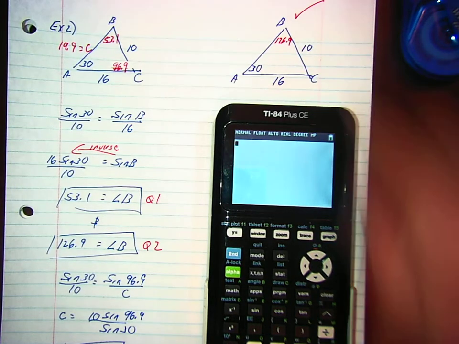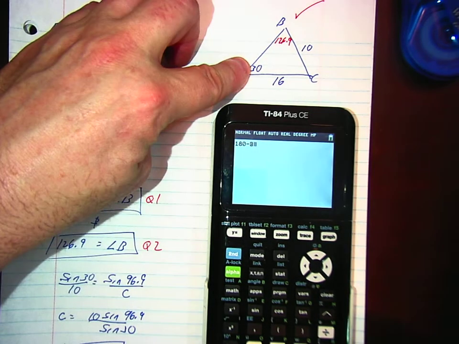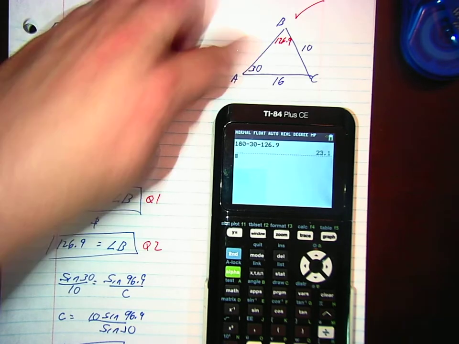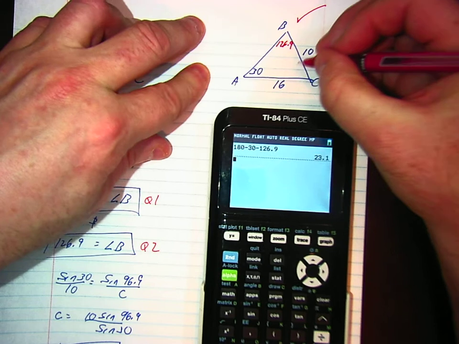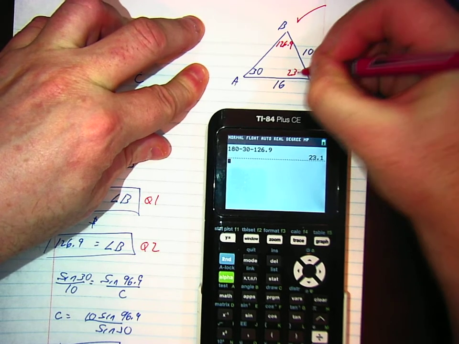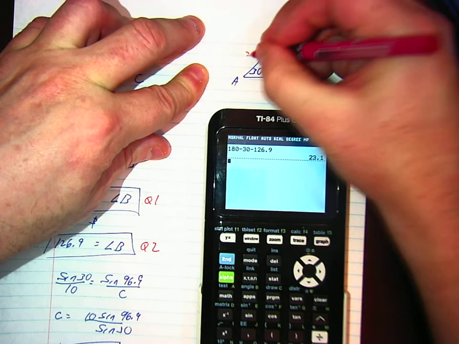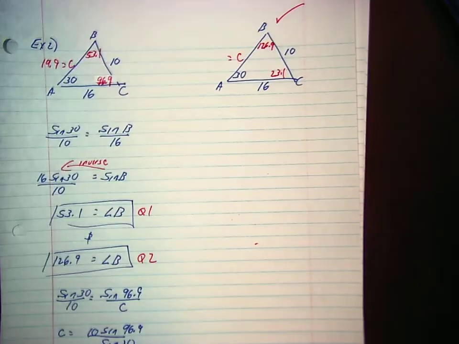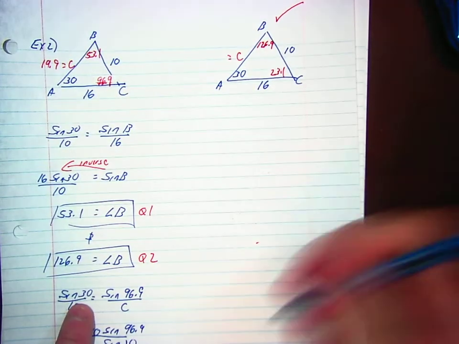So let's find angle C. 180, if I take away the 30, and I take away the 126.9, that gives you 23.1 for angle C. And now we're just going to do the law of sines real quick and find little c, and you're going to be done. So that's going to be done exactly like this one down here was.